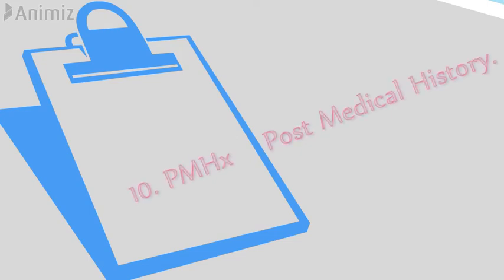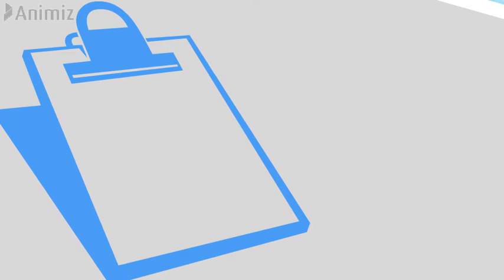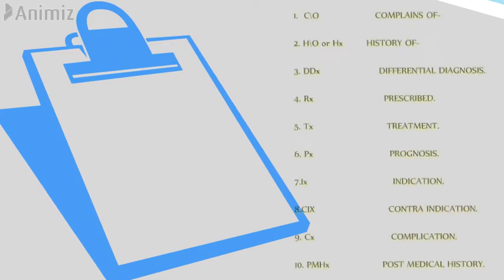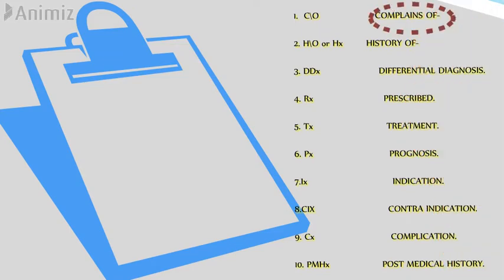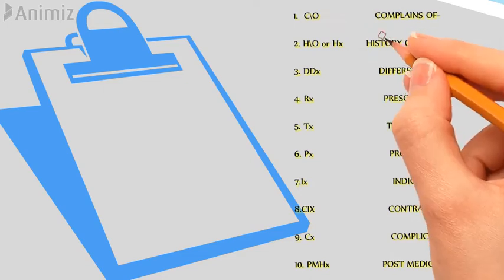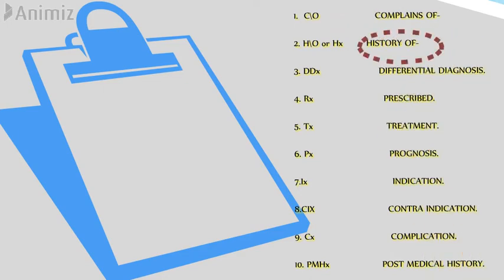PMHX means post-medical history. So let me give some brief explanation for each one of these now. So first one, complaints of, means the patient's chief problem for coming to see a doctor. And the second one, history of. Here doctors ask their patient their past history of medication or profession or other things, to rule out the present cause of the disease.